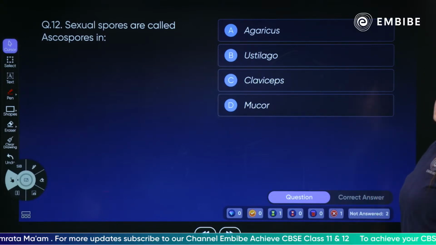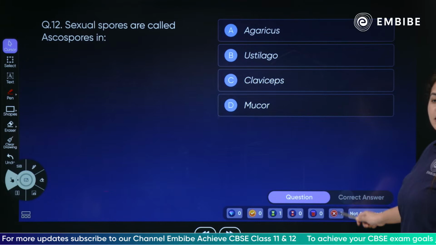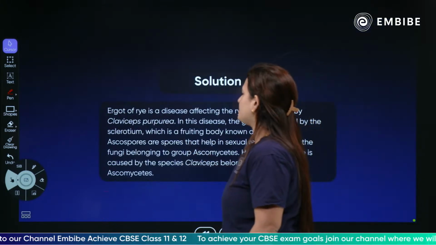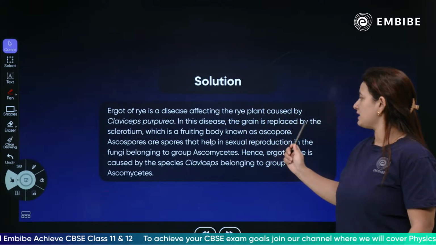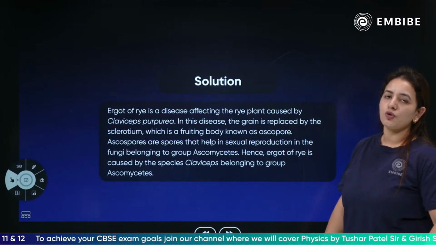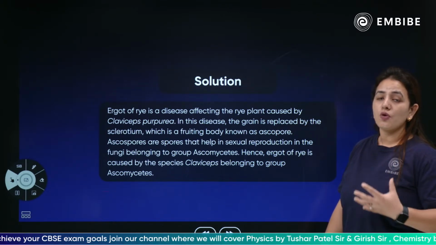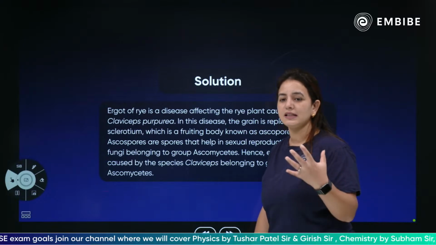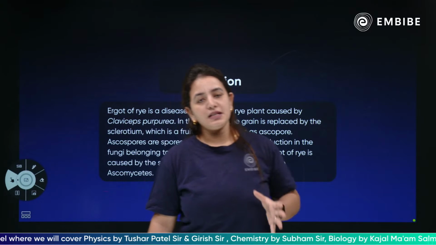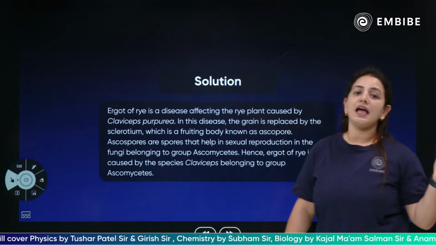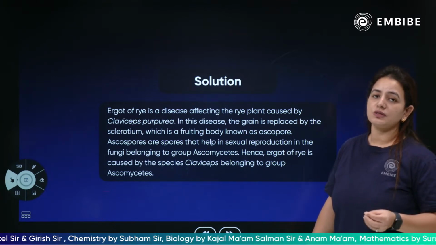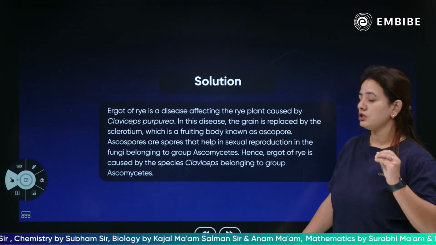The sexual spores are called ascospores in Claviceps. Claviceps purpurea is producing the ascospores. Ascospores are the spores produced in the sexual reproduction of fungi belonging to Ascomycetes. Claviceps purpurea belongs to the Ascomycetes and has a fruiting body, which produces sexually reproducing spores.